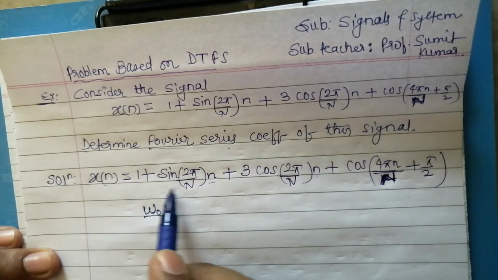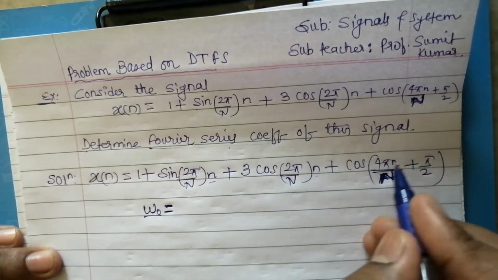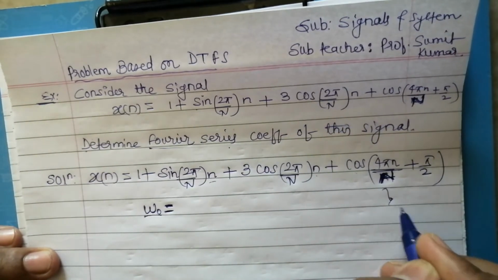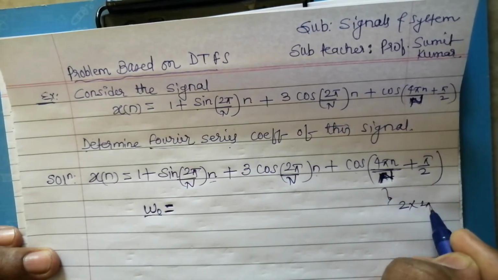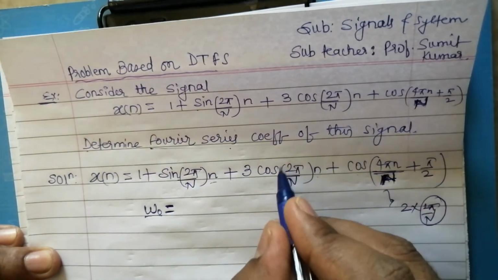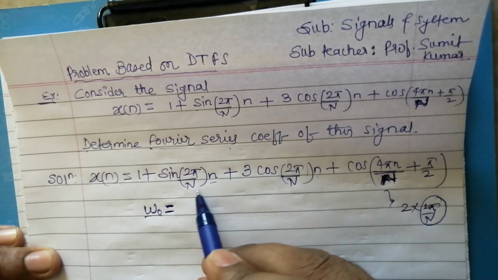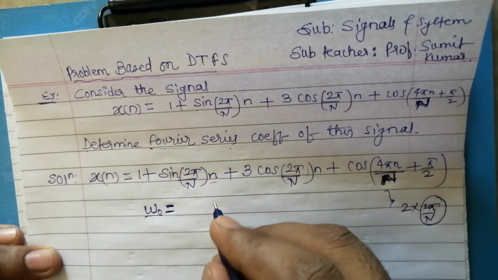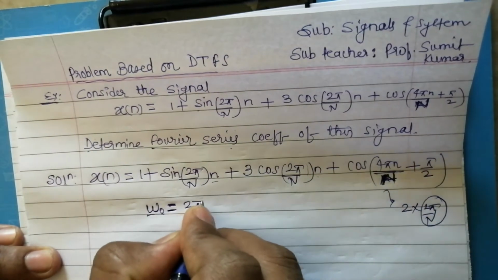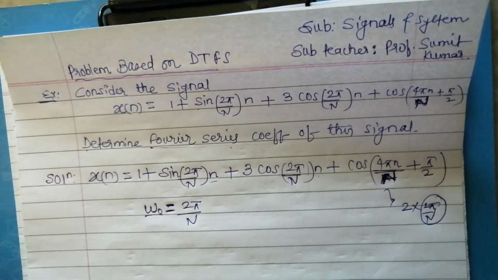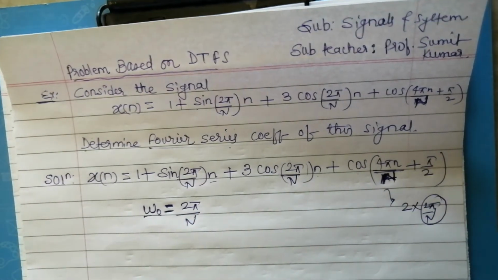If you simply observe this, you can see that here this is 4 pi by n, meaning it can be written as 2 into 2 pi by n. So again 2 pi by n is there, here 2 pi by n is there, so this 2 pi by n is the omega naught value. This way we can find the fundamental frequency from the given expression.